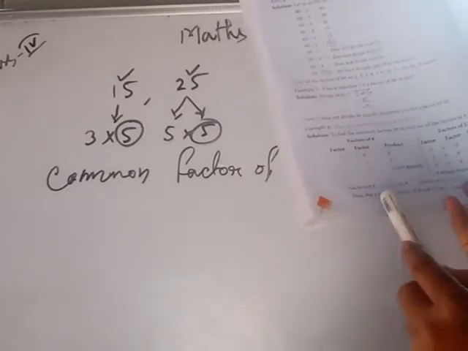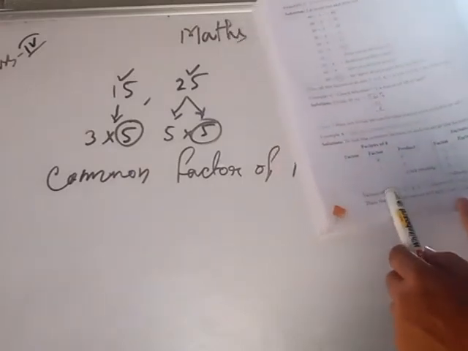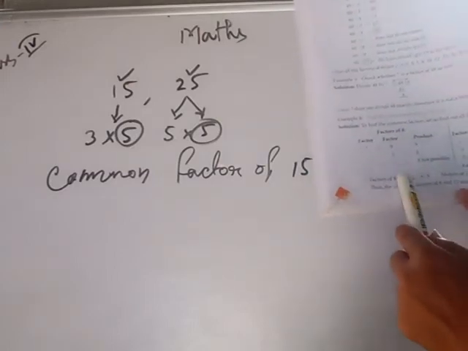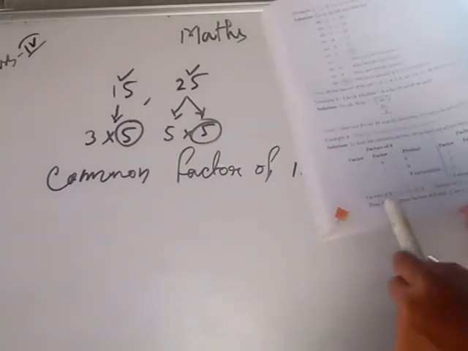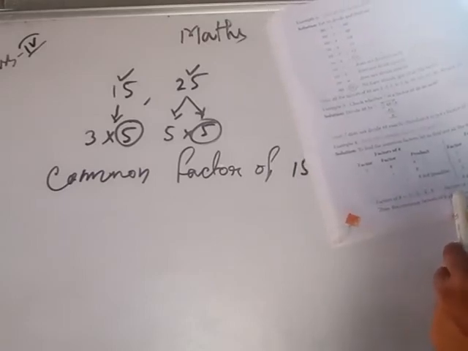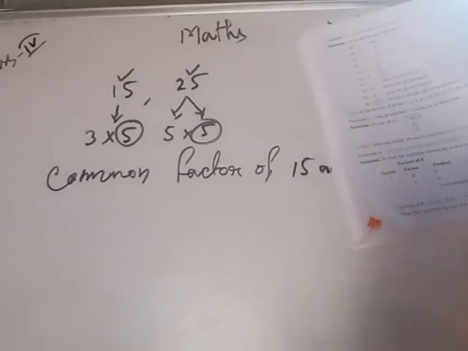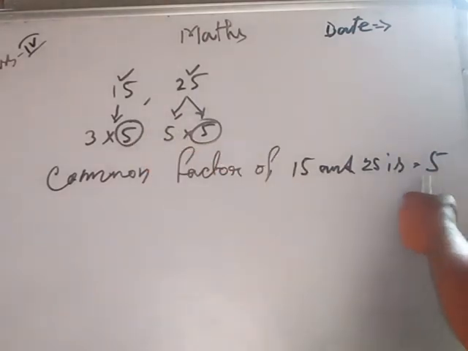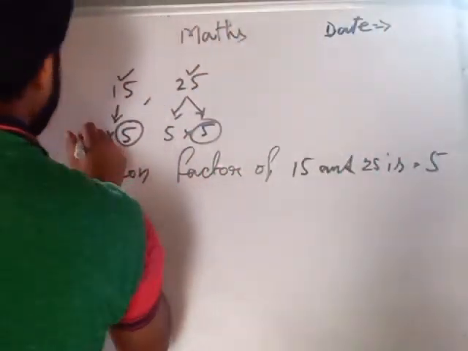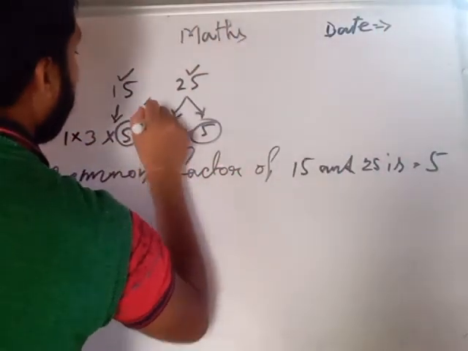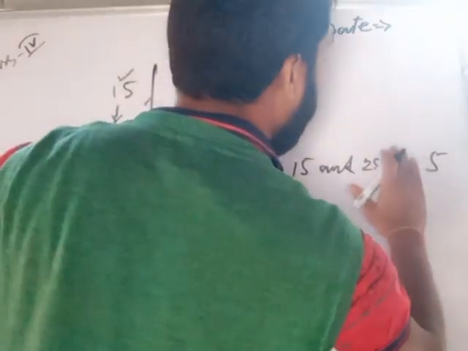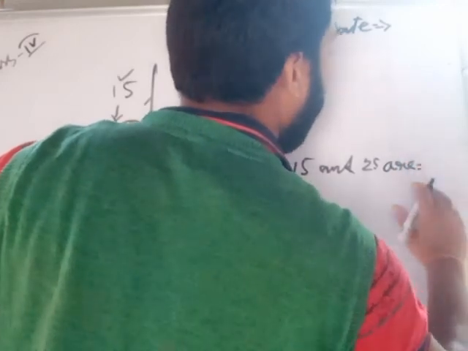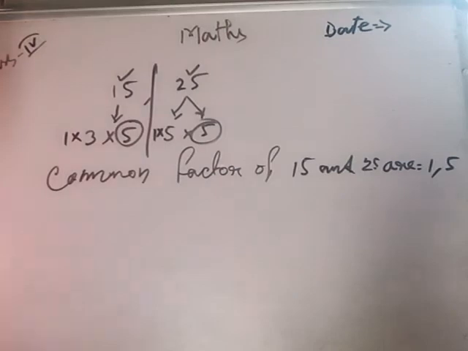That means we should find out the common factors. These are the factors of 8, these are the factors of 12. We get the result 1, 2, 4. So the common factors of 8 and 12 are 1, 2 and 4. If it is one factor, then we should write is. If it is plural, then we should use are. If it is single, then we should use is.